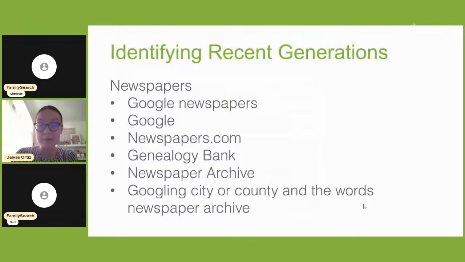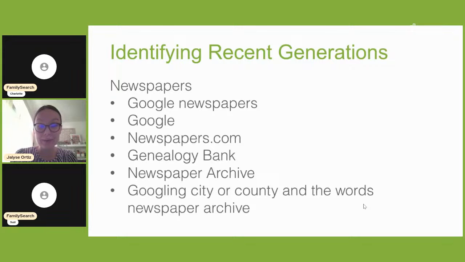And how do we go about identifying recent generations? I really like newspapers. There's often privacy restrictions with vital sources and censuses, so I have to look at some additional sources. One of those is newspapers. You can go to Google Newspapers, Google, of course, newspapers.com, Genealogy Bank, Newspaper Archive.